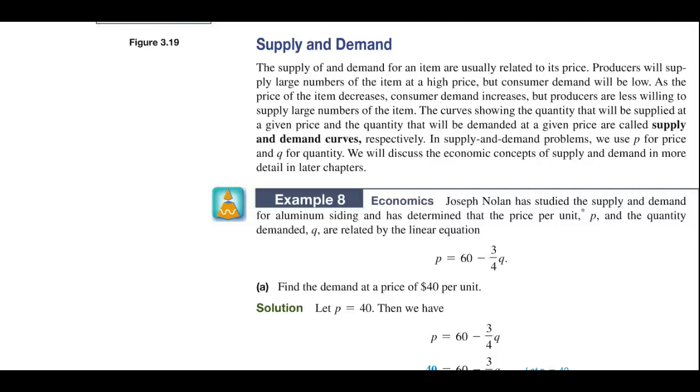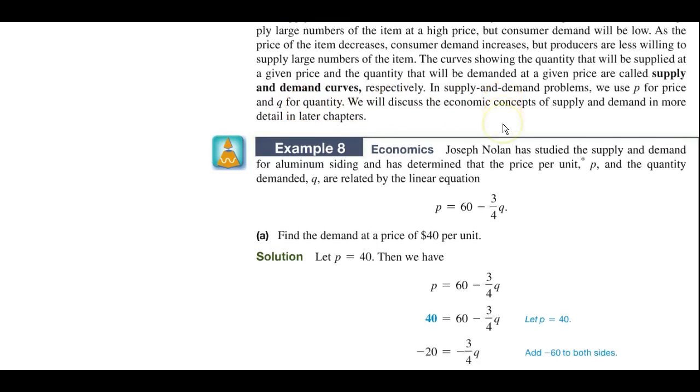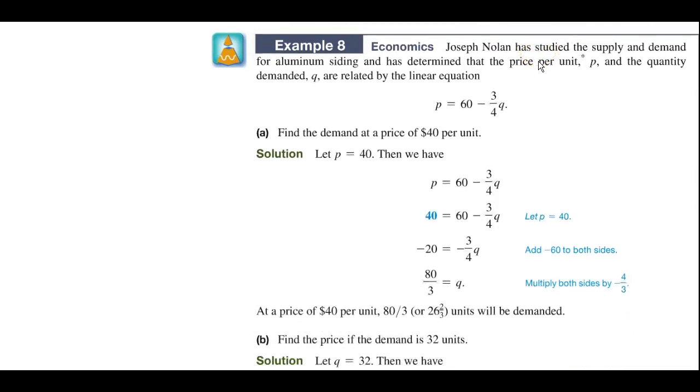So this is what producers are often thinking about. Depending on their supply, what will be the demand and what would be a reasonable price for them to make a profit. So this is what we're going to look at here, and we'll use P for price and Q for quantity. Okay? We'll discuss this in more detail in later chapters, but we'll take a look now at example 8. Folks that are in economics study this and can develop rules for this. And let's take a look at this one.